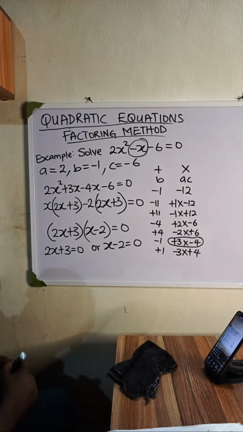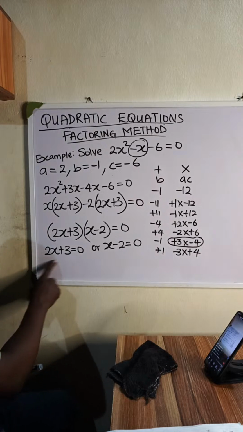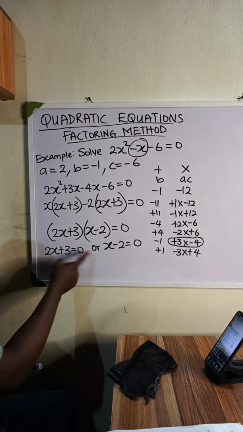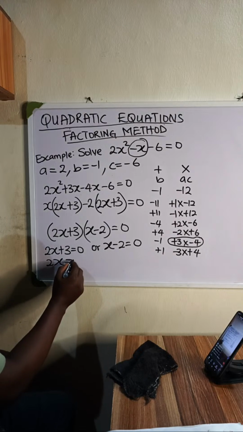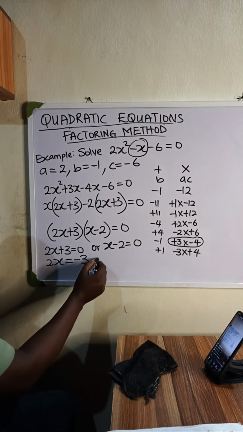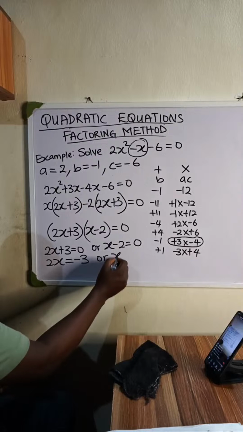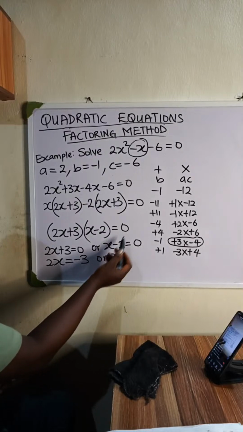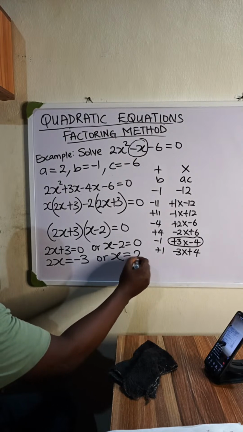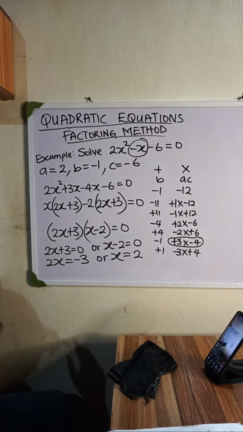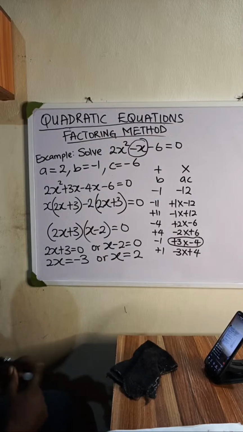Okay. Next, we want to solve for x over here. So we move plus 3 to the right. We have 2x is equal to, plus 3 goes over to the right, becomes minus 3. Or x, we move minus 2 to the right and it becomes plus 2. So x is equal to plus 2. So this means we've gotten this answer already.